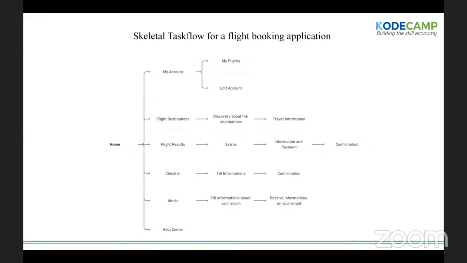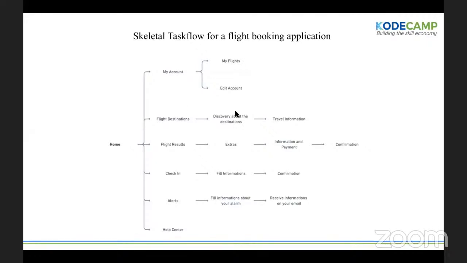And then you go back to the drawing board, you synthesize all the data. This is what they are saying. This is what professionally I feel should not be there. This is what I feel should be there, as the case may be. And then we have alerts, we have help center. And if you can see this account, from my account, you can go over to my flights, you can see edit account, you can edit your details. Flight destinations, you see discovery about the destinations.